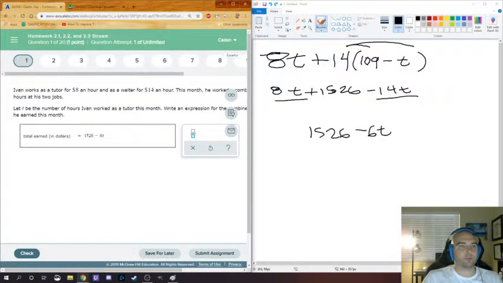That's how much he would have earned if he worked all at the $14 an hour place, right? But you have to take off $6 per hour that he works at the other place because he gets $6 less per hour that way. That's not the way you should think about answering the question. I really think you should set it up the way I did here.